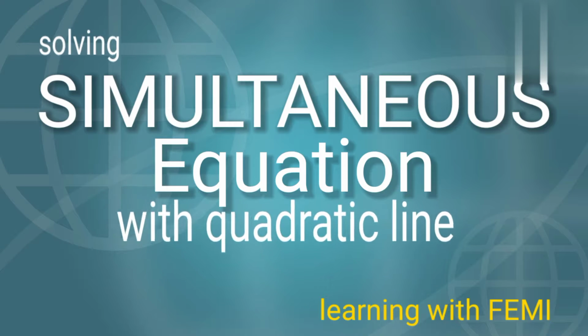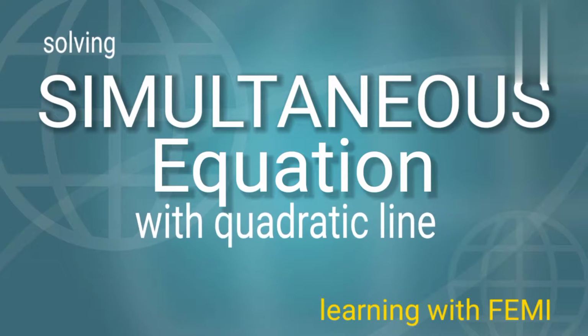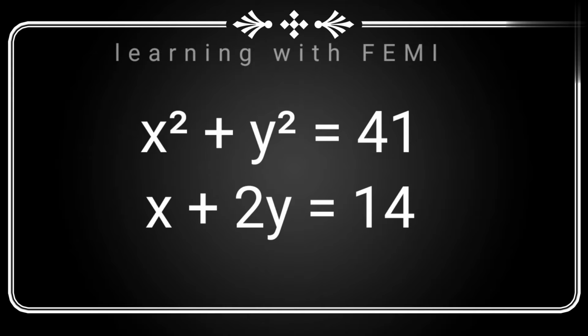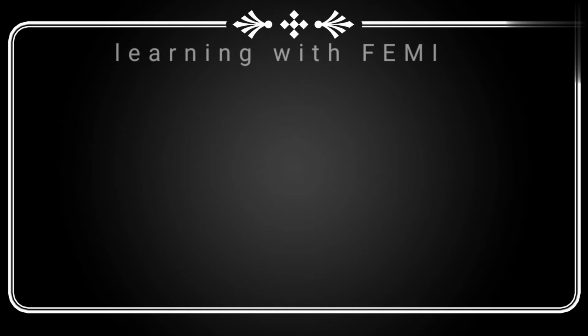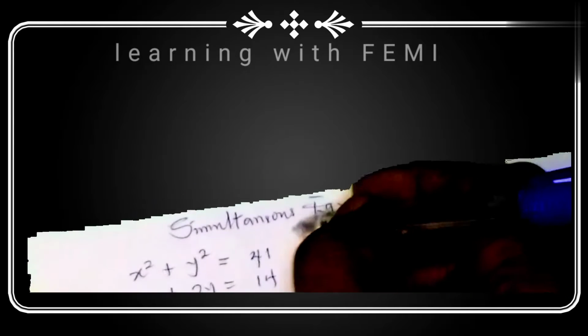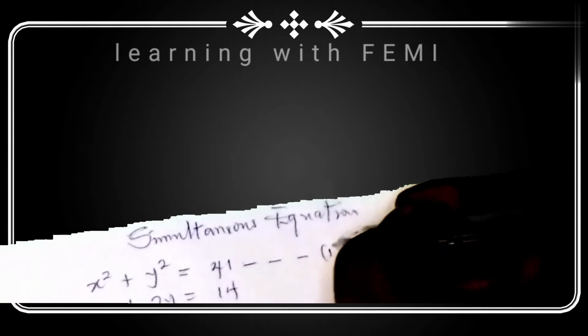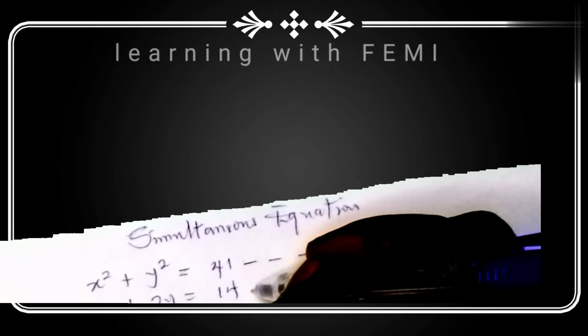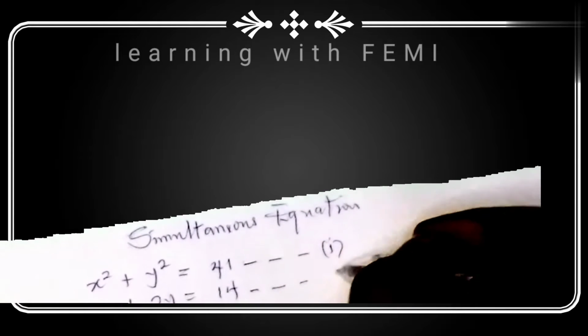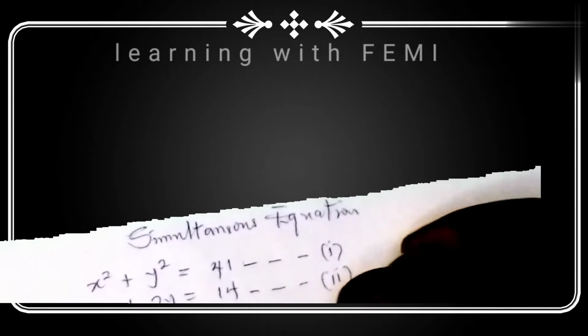Today we want to look at a simultaneous equation in which one of the equations is quadratic, as you can see. First of all, we'll label each equation here. Label the first equation line with equation 1 and label the second one as equation 2.